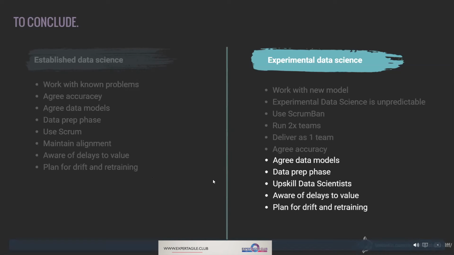As well as that, agreeing what our data models are and how the two teams interact at the data level is highly important, as is running a data preparation phase in order to understand if our data is appropriate to the questions we are being asked. Upskilling our data scientists and helping them to grow and improve their skills is critically important, as is being aware of delays to value and using fake data and the API approach we discussed earlier to overcome those. And be aware that you have to plan for drift and you have to plan for retraining.